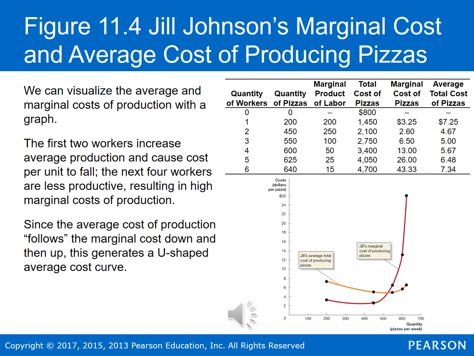So we can visualize the average and the marginal cost of production with a graph. So we have the chart there on the upper right, with the same variables in it: the quantity of workers, the quantity of pizzas, the marginal product of labor, total cost. But now we've added marginal cost of pizzas and the average total cost of pizzas. The first two workers increase the average production and cause the cost per unit to fall. And we see that over time, the next 4 workers are less productive, resulting in a higher marginal cost of production. So since the average cost of production follows the marginal cost down and then up, this generates a U-shaped average cost curve.